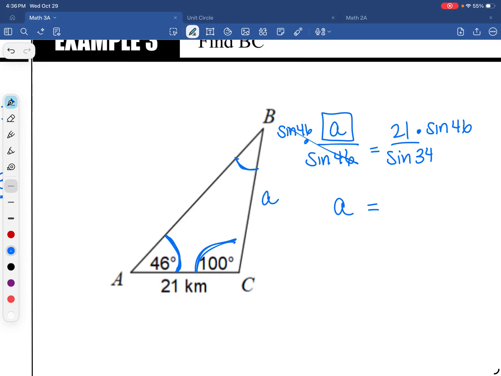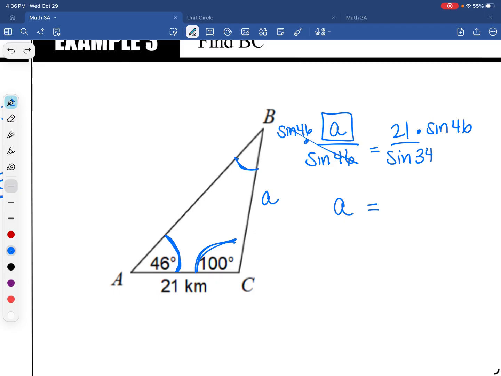But I would just be careful. I've seen a lot in the past where students try to cancel out sine. Just know that sine is stuck to the number that it's next to. So this together is sine 46. You're never just going to have a lonely sine by itself. So don't try to simplify anything there.